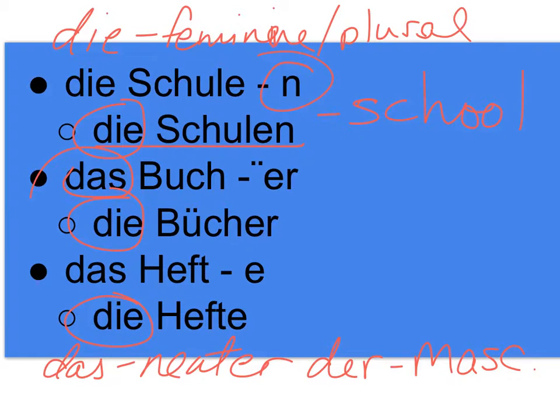Try the next word on the list. Das Buch. One more time. Das Buch. And what did that mean? Book. Good. Okay. So these umlauts, the two dots, when they're over there like that to make it plural, they're going to go on the last vowel possible.